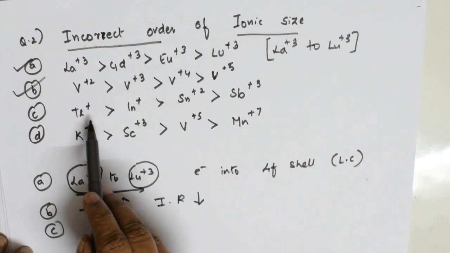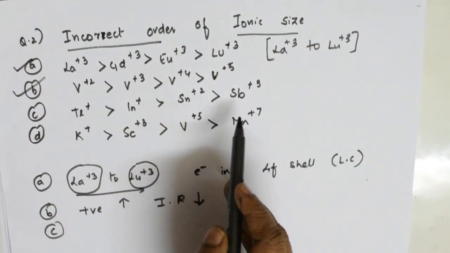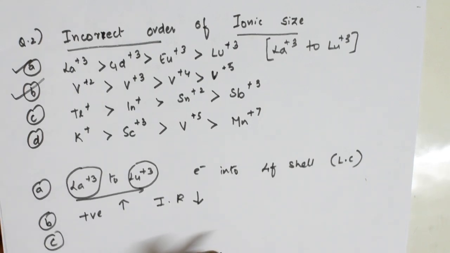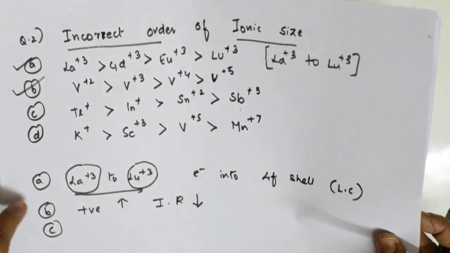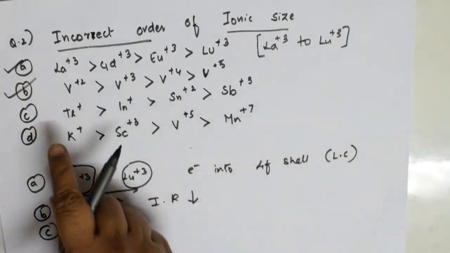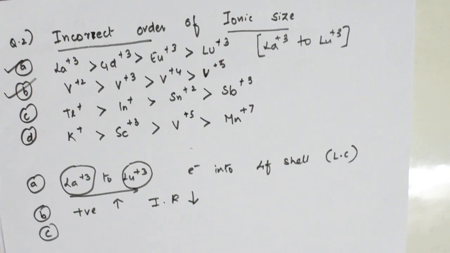They have given tellurium, indium, tin, and antimony. So here what is the concept? Let us see. They said we have to find the incorrect order. Now let us check this particular sequence. Right, so here when I take Tl and In, basically I don't have any concept whether I should check in this form or whether I should check with the atomic or electronic configuration. Or the only thing I have is oxidation number. You can use that also, oxidation number.